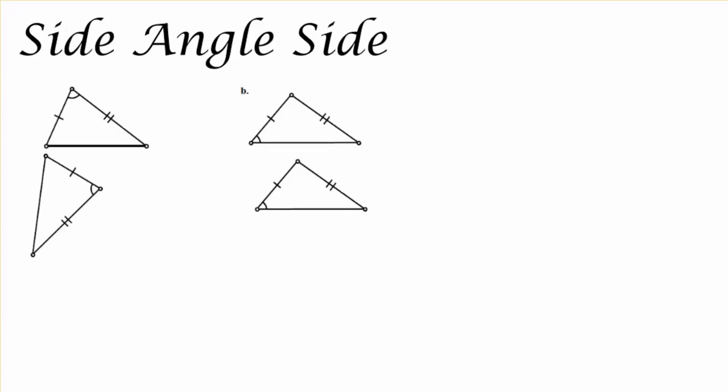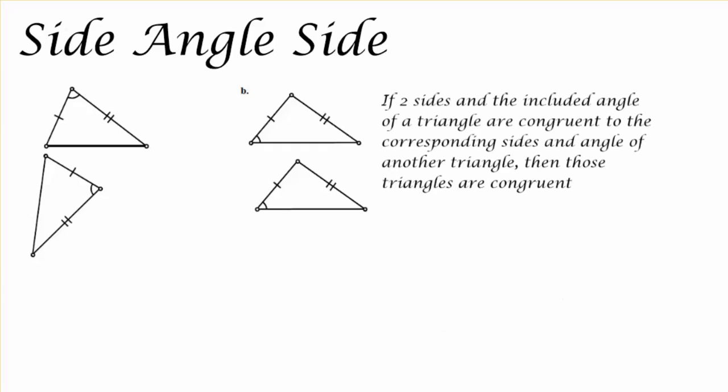The next theorem we talk about is called side angle side. With side angle side, we specifically look at two sides and the included angle of a triangle being congruent to the corresponding sides and the included angle of another triangle, then we can conclude that those triangles are congruent. Now, if we look at the two examples to the left of this definition, we notice that we do have this side matching up with a double dash and a single dash here.